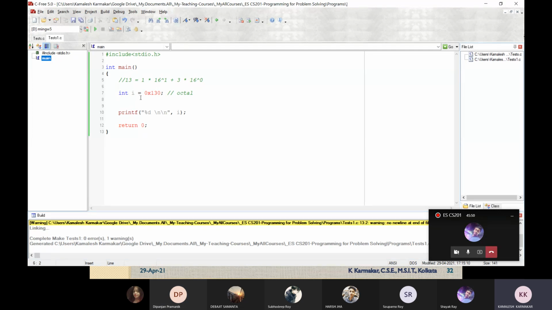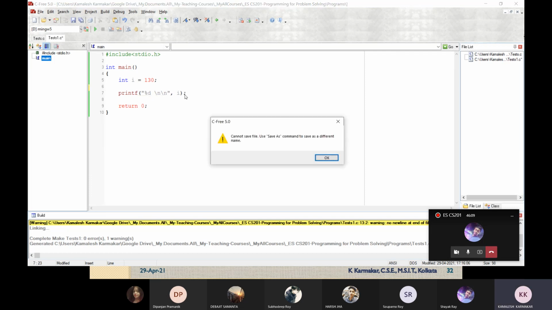Okay, now I'm moving back to some other topic. Say I equals just 130. It's not an octal number, so I equals 130. I want to print the value of I. It will print this value.